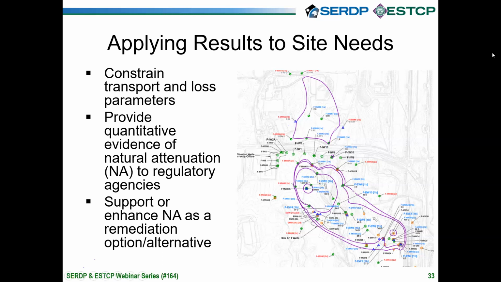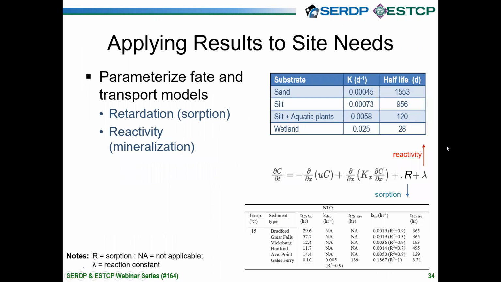This figure right here is actually a map of an RDX contaminated groundwater plume at a site where we used this approach where we amended this plume with N15 labeled RDX and used that to calculate the mineralization of RDX actually in the aquifer and relate that to what the transport time was to determine whether or not natural attenuation was a reasonable alternative for this site.